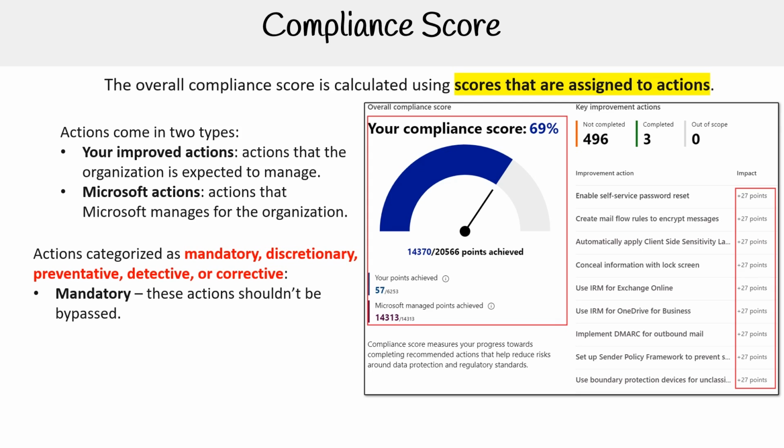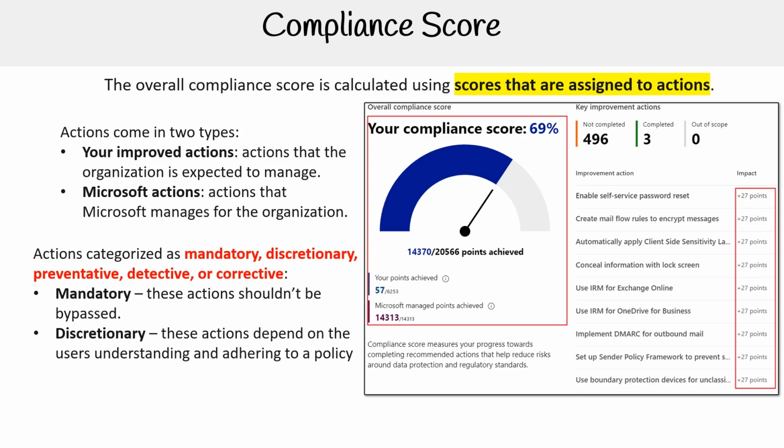The first is mandatory, so these are actions that shouldn't be bypassed. And we have discretionary. These actions depend on the user's understanding and adhering to a policy. We'll talk about the other three actions in the next slide since they're in a subcategory.